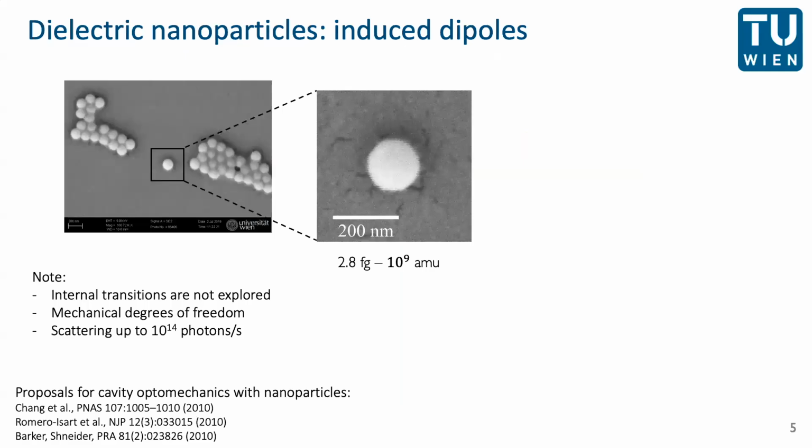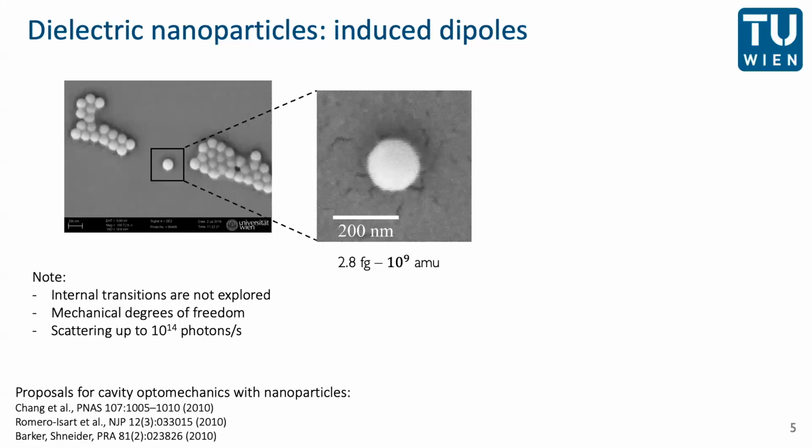And this is how it actually looks like in our lab. This is one of the silica nanoparticles, glass, that is around 150 nanometers in diameter. This is an SEM picture. Just for you to know, it has about 2.8 picograms, or 10 to the 9 atomic mass units. There are no internal transitions in this body, so there are no vacancy centers, no doped ions or anything like that. We look only into their motion in optical traps.